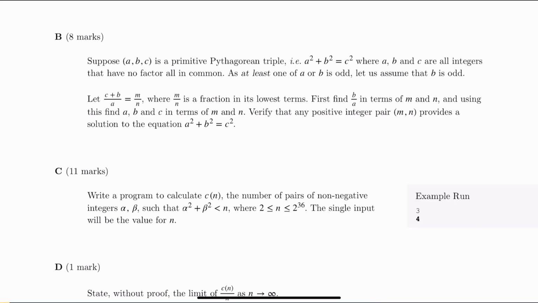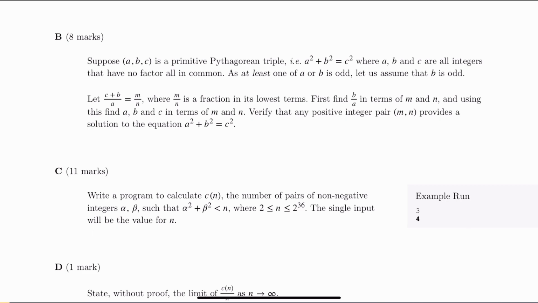Okay, question B for 8 marks. Suppose a, b, c is a primitive Pythagorean triple, i.e. a squared plus b squared equals c squared, where a, b, and c are all integers that have no factor all in common. So basically a, b, and c are all coprime. As at least one of a or b is odd, let's assume that b is odd.